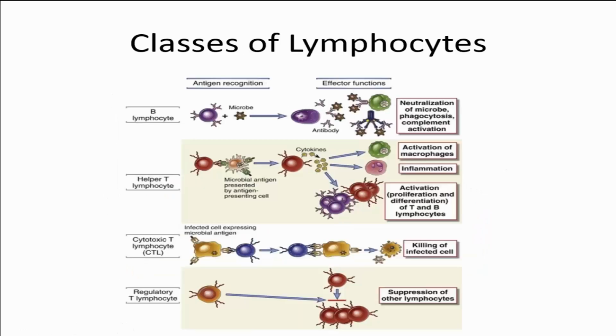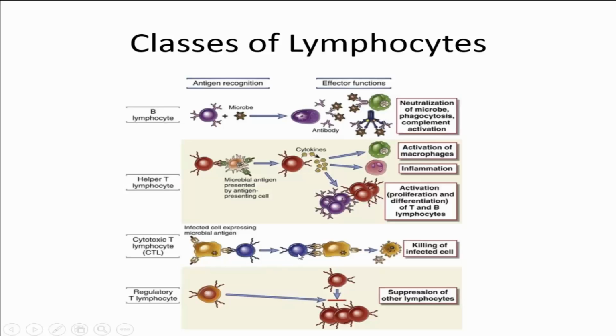All right, so classes of lymphocytes, we have already gone through this, B lymphocytes and different types of T lymphocytes. And I think this is just a repetition of what we saw. B lymphocytes use antibodies. Helper T lymphocytes are going to release cytokines for their function. And based on what kind of cytokine is released, it's going to activate the macrophages, cause inflammation using some other cells, for example, mast cells, or they are going to cause activation of different kinds of T and B lymphocytes.